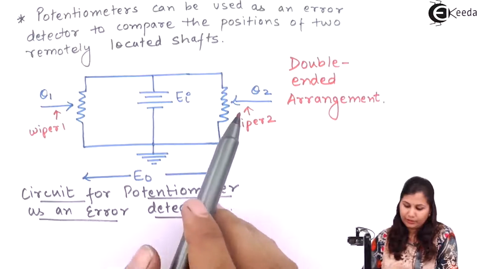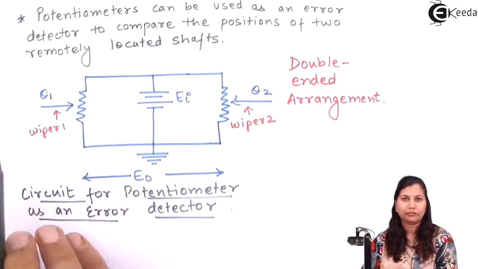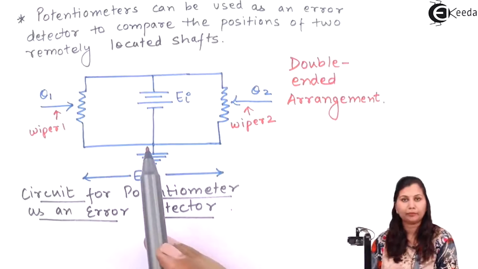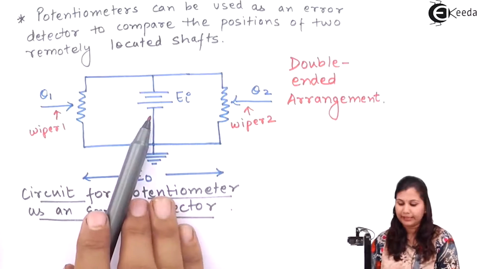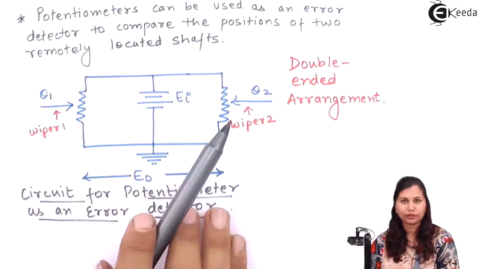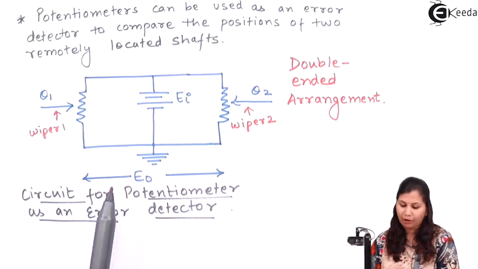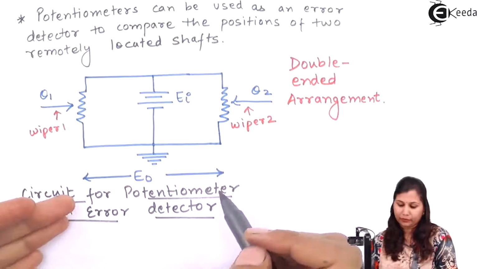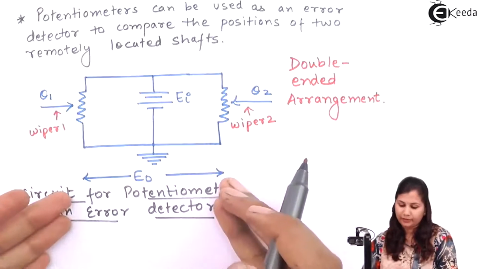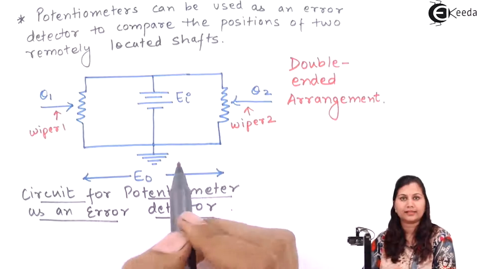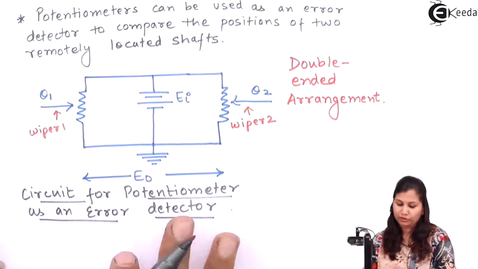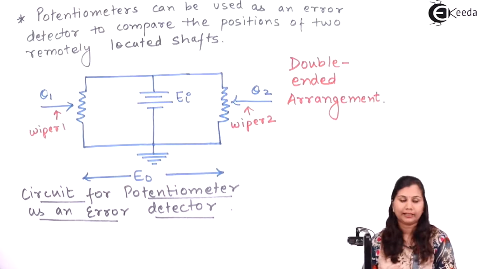Okay, so in this arrangement, two potentiometers are connected with this input voltage. This input voltage is common between them. It is applying voltage to both the potentiometers, and output is obtained across its terminals, and the common end of these potentiometers is earth. Okay, so this is the double-ended arrangement.